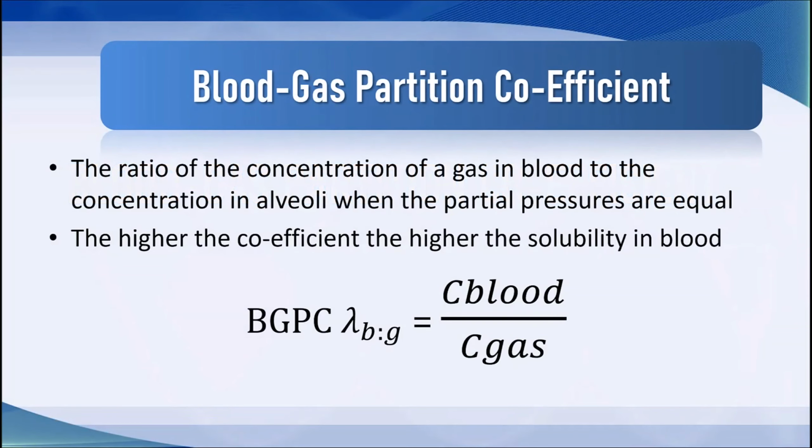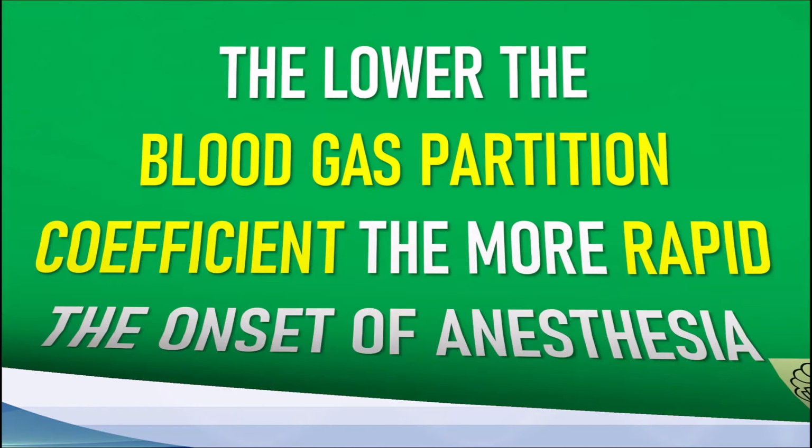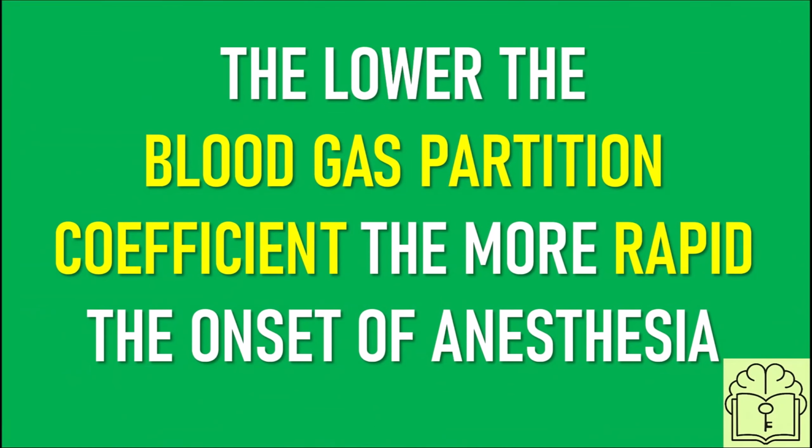The blood gas partition coefficient is defined as the ratio of the concentration of a gas in blood to the concentration in alveoli when the partial pressures are equal. The higher the coefficient, the higher the solubility in blood. And this is the key point that all anesthesiologists must understand. The lower the blood gas partition coefficient, the more rapid the onset of anesthesia.